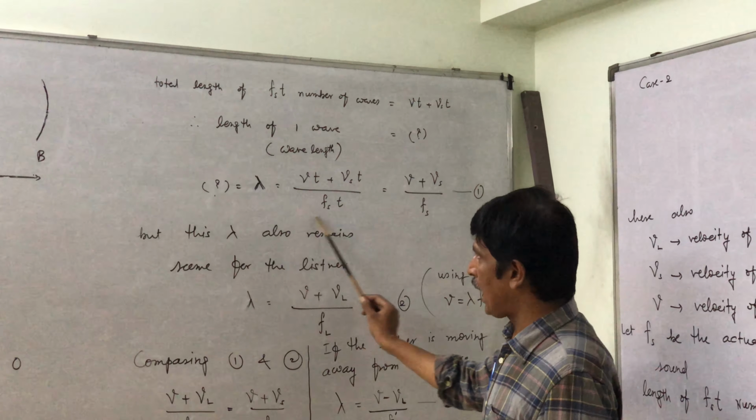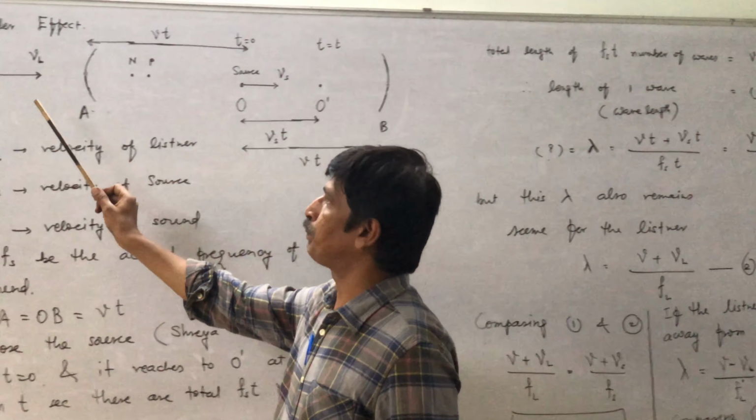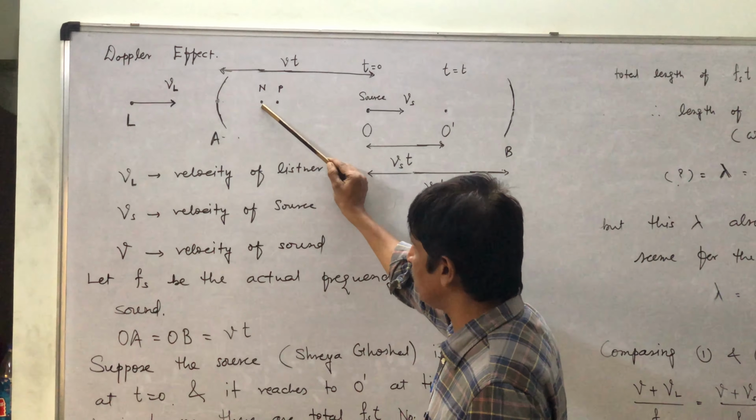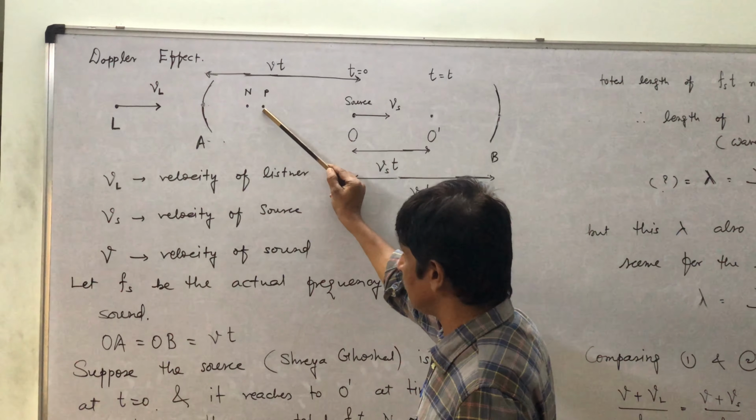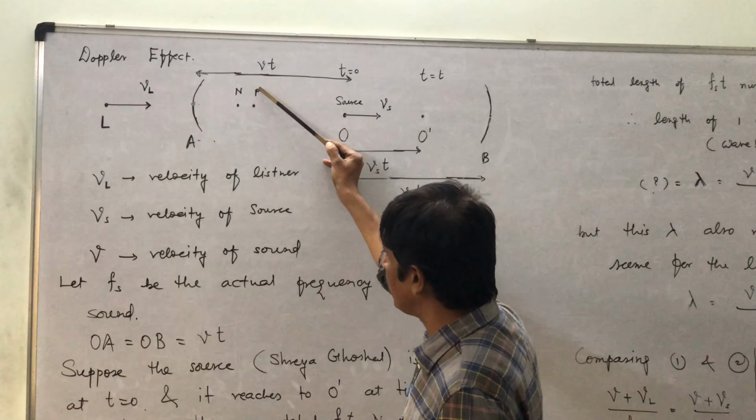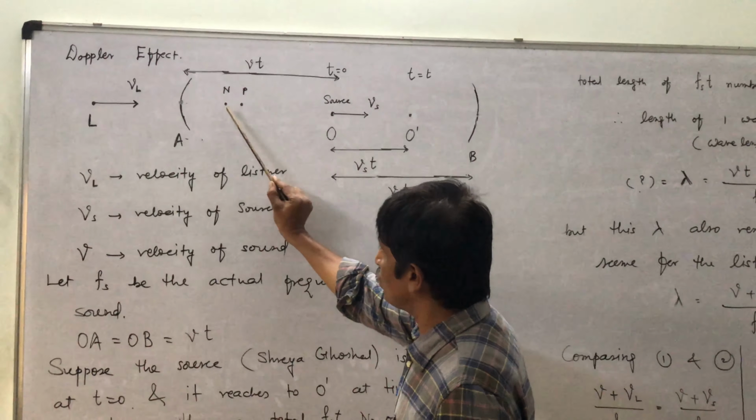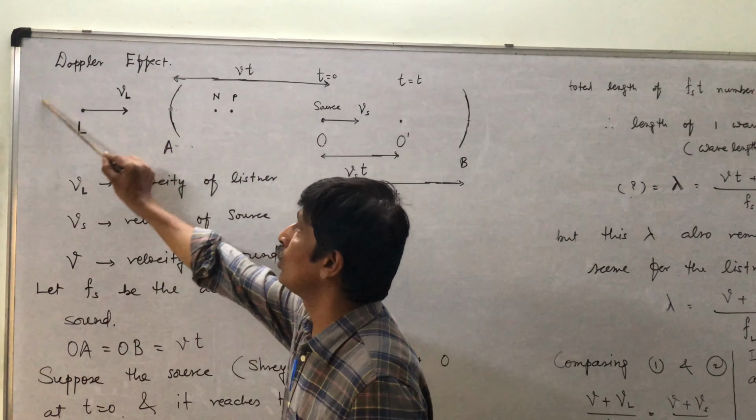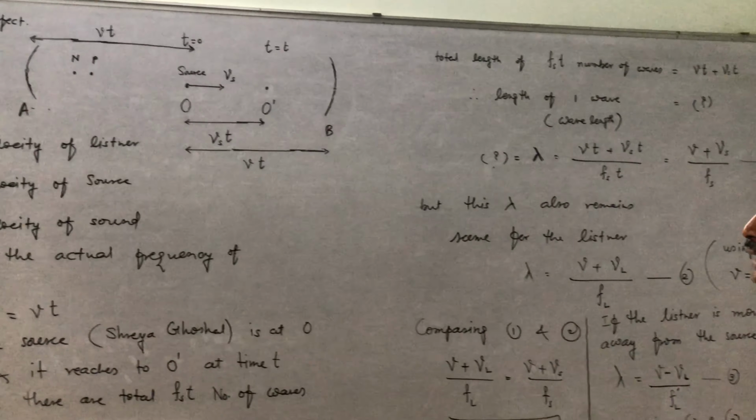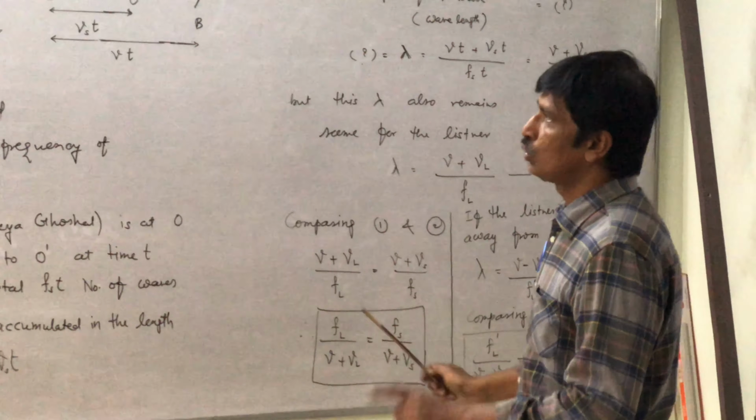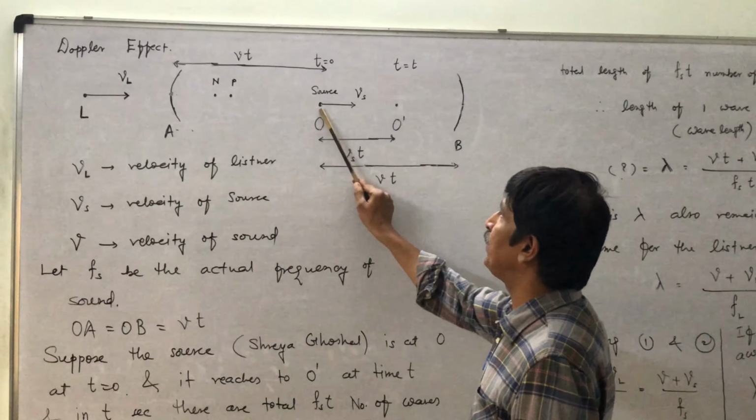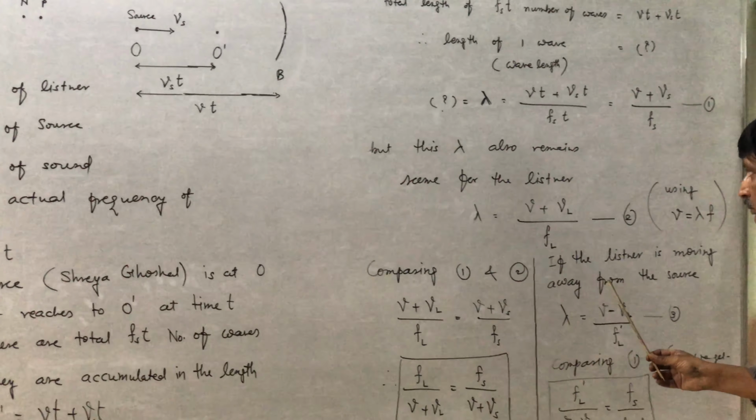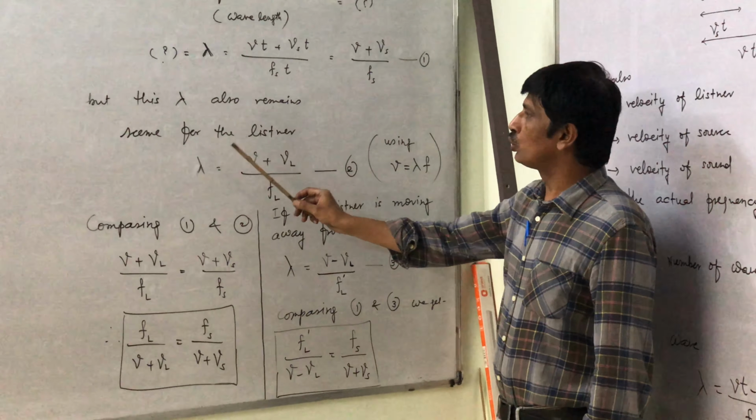But this wavelength lambda does not depend on the speed of the listener. Consider two consecutive crests. This one is the first crest and this is the second, consecutive crest. They are at nearby locations, so the distance between these two does not change due to the velocity of the listener. So this wavelength lambda does not depend on the velocity of listener, but it depends on the speed of the source as well as direction and location. This lambda also remains the same for the listener.